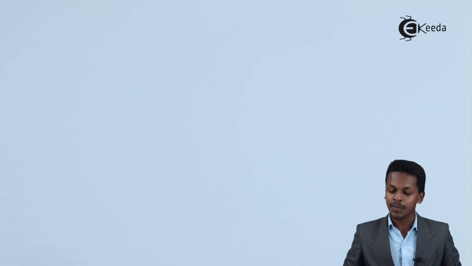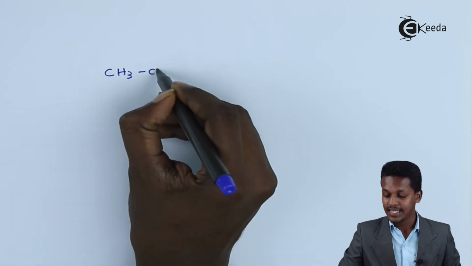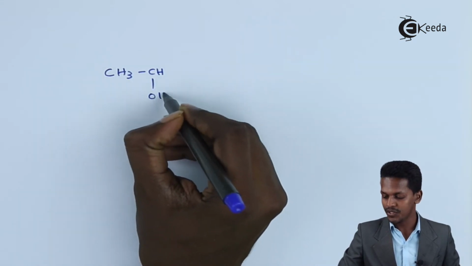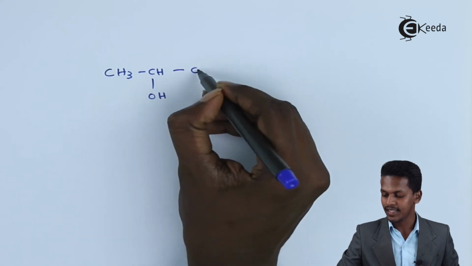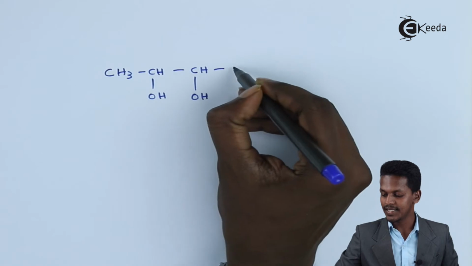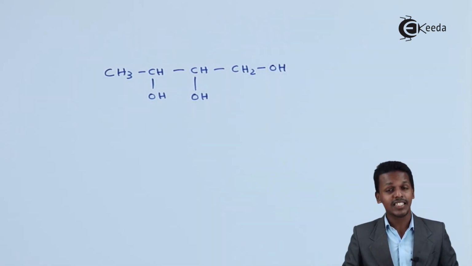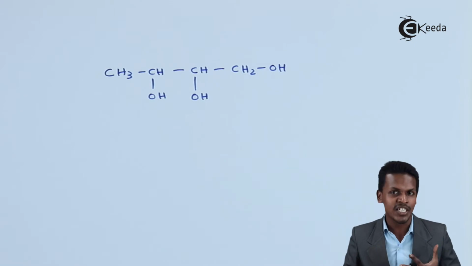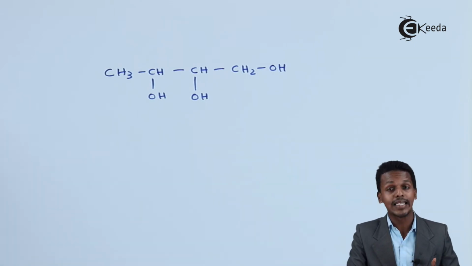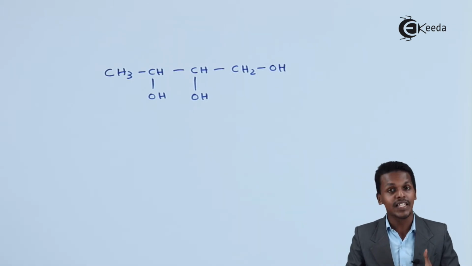Suppose I consider this example: CH3, CH, here there is OH, again there is CH, here there is OH, and this is CH2. Suppose we have to give the IUPAC nomenclature to this one. What we have to do is select the longest chain containing the carbon atoms as well as the functional group.